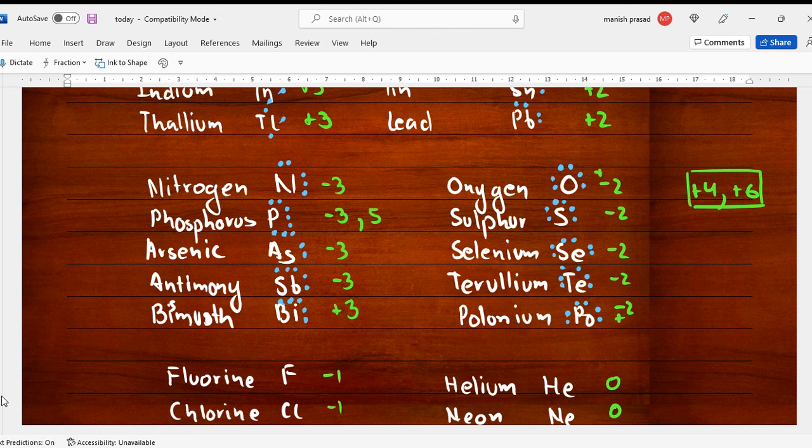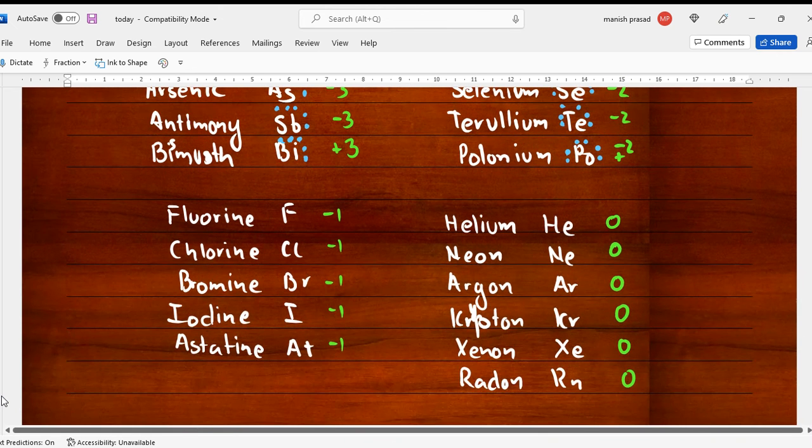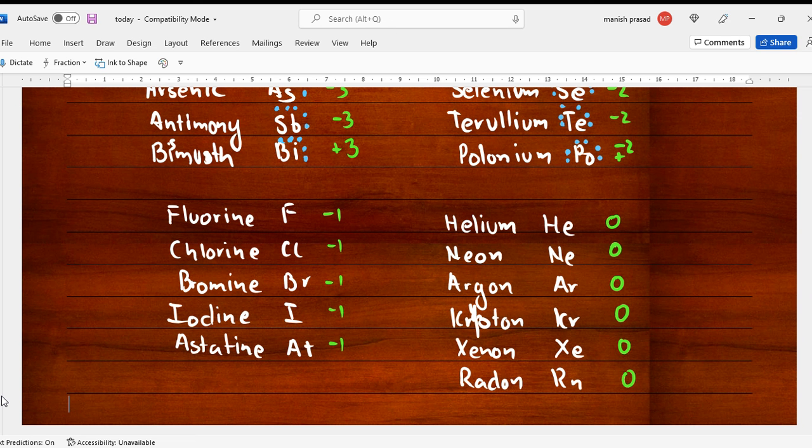And then you would have guessed this one. In the fluorine group, how many electrons should be there in the outermost shell? 7. And in the helium group, how many electrons should be there in the outermost shell? Two, because it's already complete. After helium, all of them have 8 electrons in the outermost shell. And this 2 is termed a duplet structure, and an 8 is termed an octet structure.